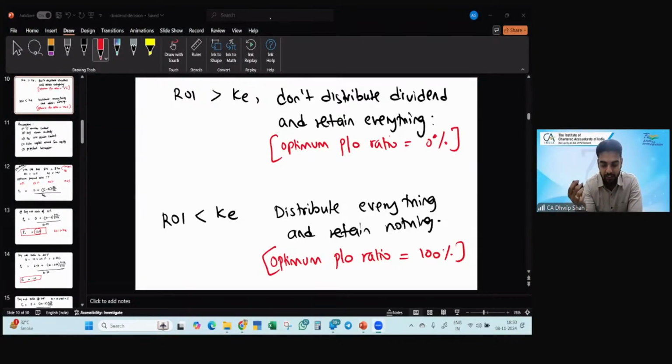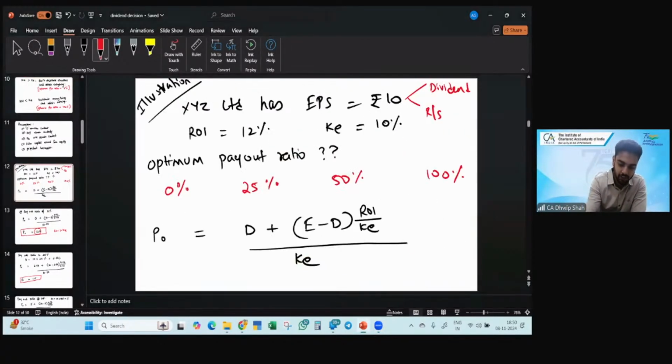Yes, you can take 75% also. I have just taken these different scenarios for your explanation. Not just 75, you can take anything. You can take 30%, you can take 40%, you can take 20%, but highest market price under this illustration would always be at 0%. Why? Because ROI is greater than KE. And then it would gradually fall.